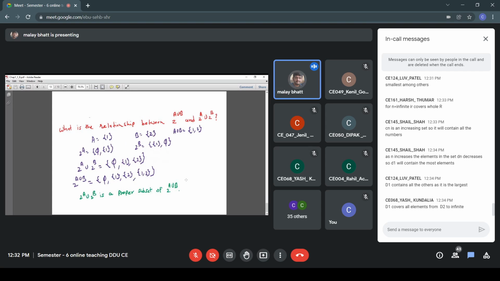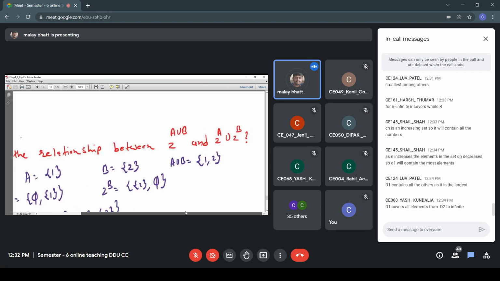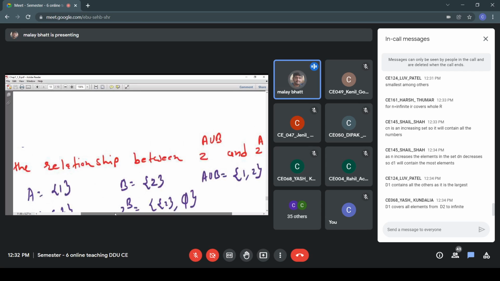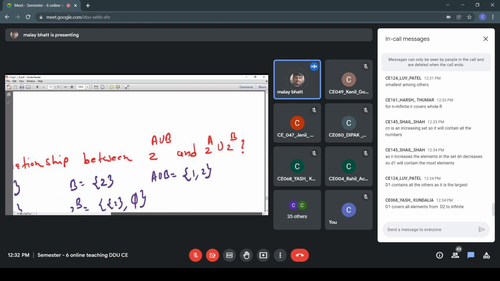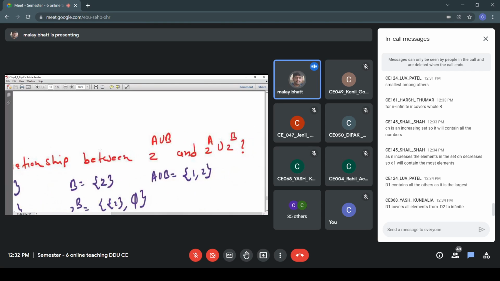Yes. So now here we have the relationship between 2 raised to A union B and 2 raised to A union 2 raised to B. If anyone can give the answer with a simple example. Here I have taken a very simple example: A is 1, B is 2. What is the relationship between 2 raised to A union B and 2 raised to A union 2 raised to B? They are all different examples.